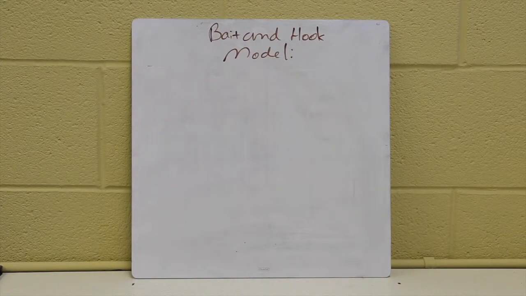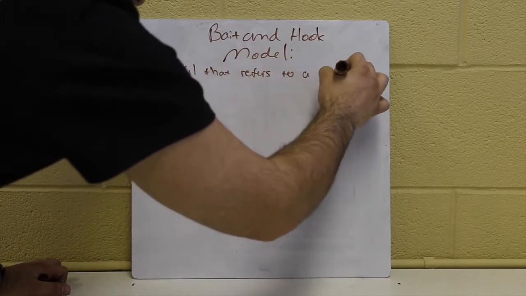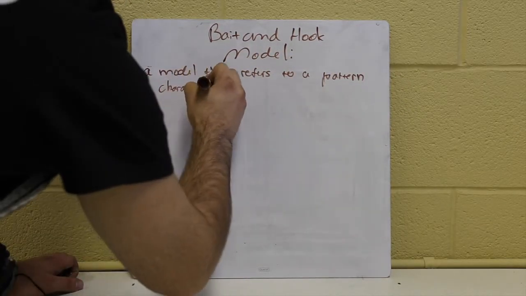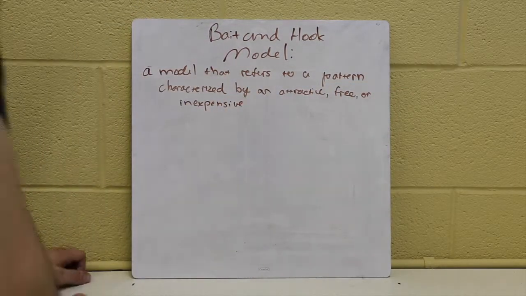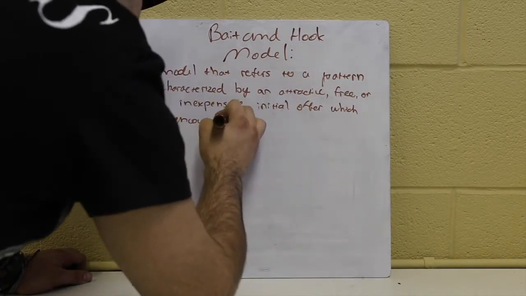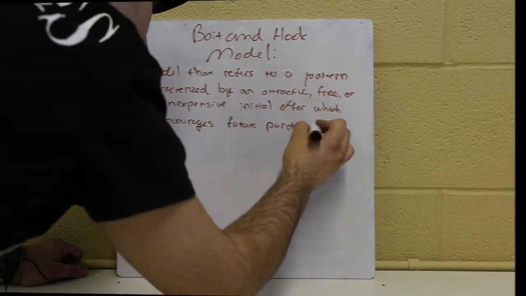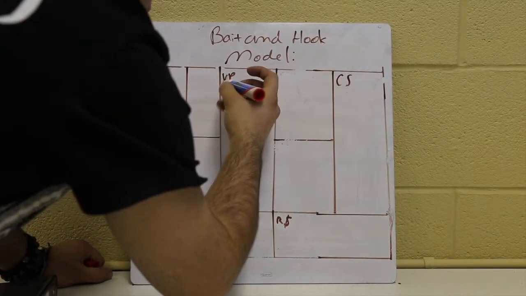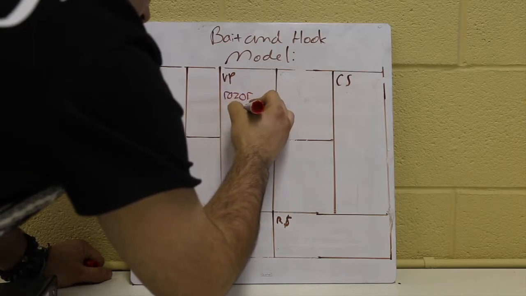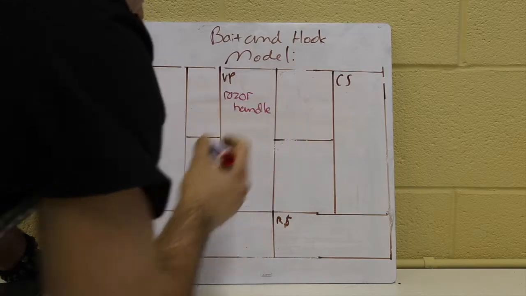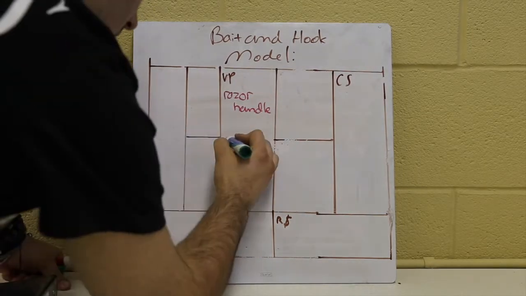The last major pattern that we see in businesses that is described in the Business Model Generation book is the bait and hook model. The definition we gather from the book is a model that refers to a business pattern characterized by an attractive, inexpensive, or free initial offer, with continuing future purchases of related products. The example that we see in the book that helps us understand the bait and hook model is the one of Gillette. Their value propositions are the razor handle as well as blades.